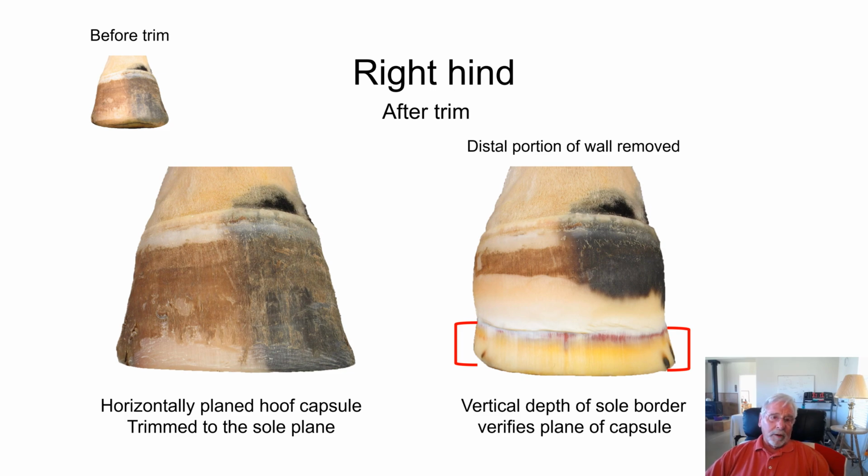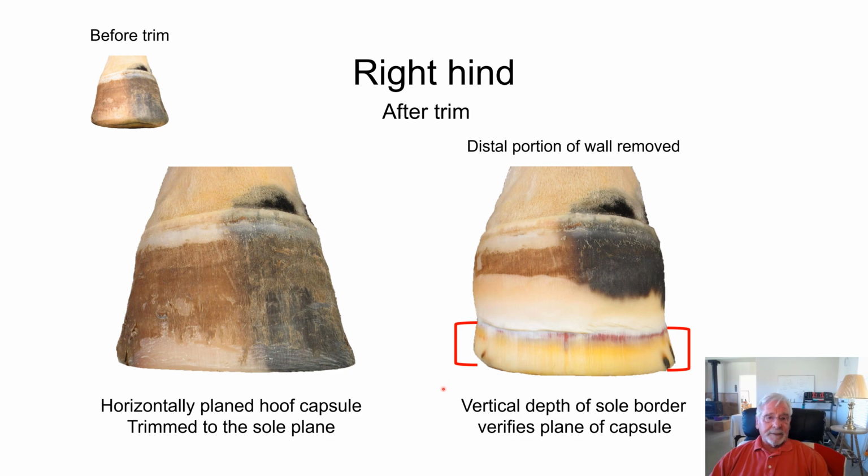If the wall length was different, then any wall length that is beyond the sole plane, if it's not equal, will alter the plane of the hoof capsule and could cause stress to internal structures of the foot because nothing's in alignment very well.